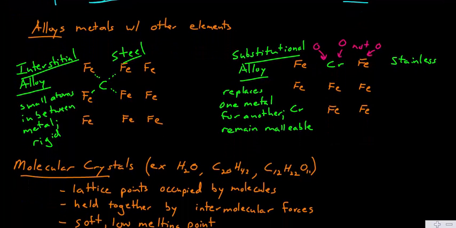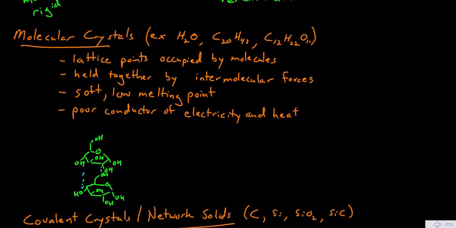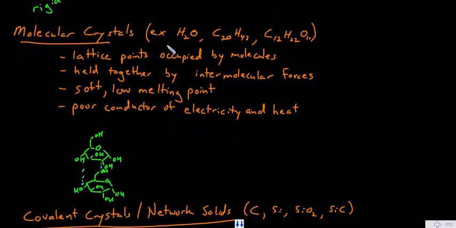They remain malleable still. Okay, we also have molecular crystals in which we have molecules like water or long alkanes or sugars. In these, the lattice points are occupied by molecules. Now, molecules only have intermolecular attractions between them. And so, for example, here we see a six-carbon sugar bound with another six-carbon sugar, and it's just hydrogen bonding interacting between the particles.